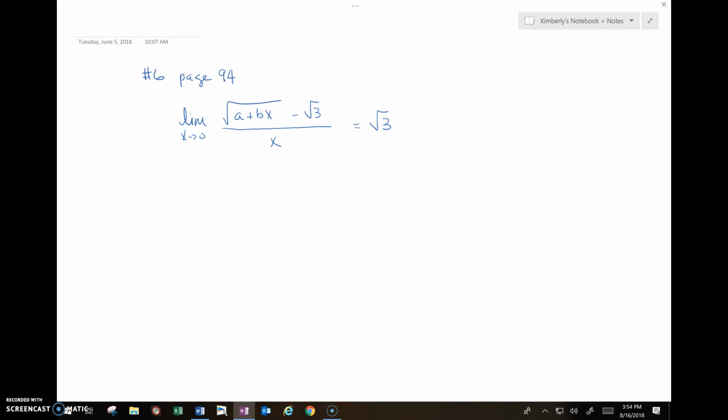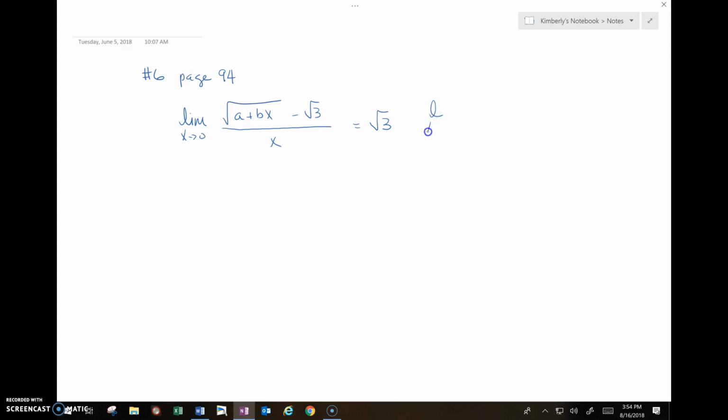right now, if you take a limit as x goes to 0 and you have 0 in the denominator, the numerator has to be 0 also in order for you to have a limit that does exist. So what we're going to do first of all is just look at the numerator.